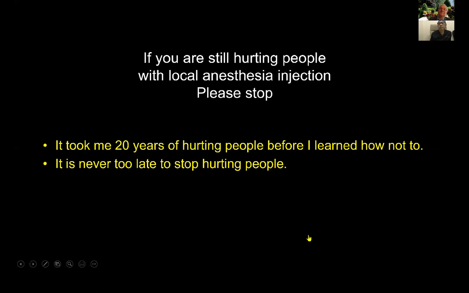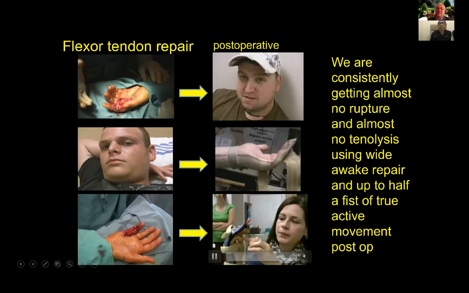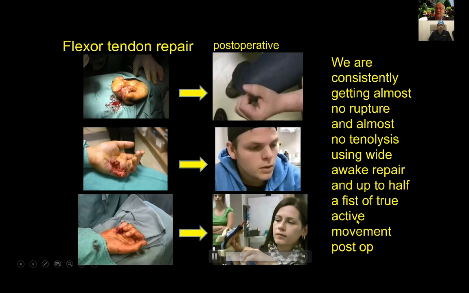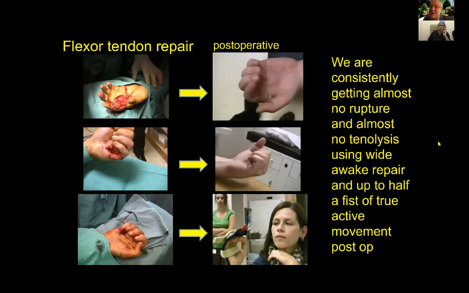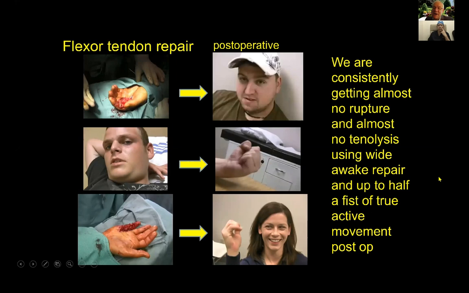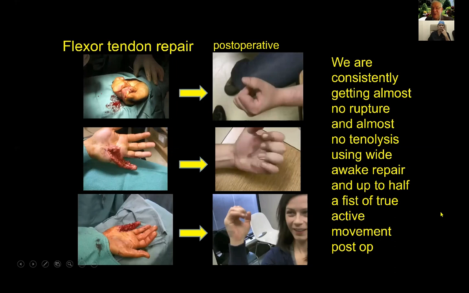So once you can do this, you're going to get way better at flexor tendon repairs, because flexor tendon repairs done awake are so much better than they were asleep. The results are getting better all over the world because people are doing them awake all over the world now. And today we almost get no rupture and no tenolysis using wide awake repair and up to 0.5 fist of true active movement. None of this full fist place and hold, no more Kleinert rubber bands. Flexor tendon repair is getting better.